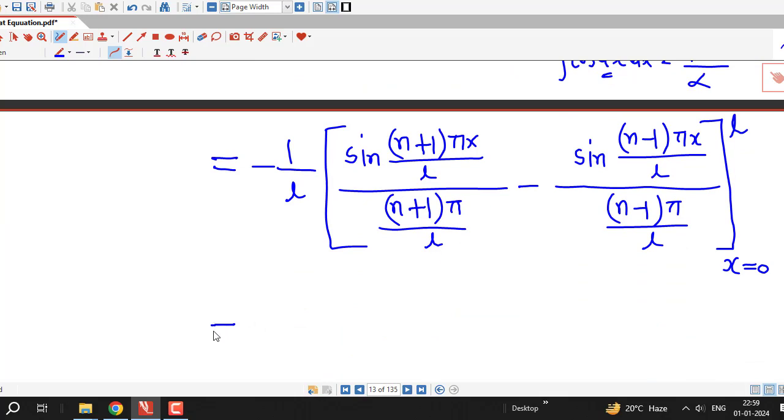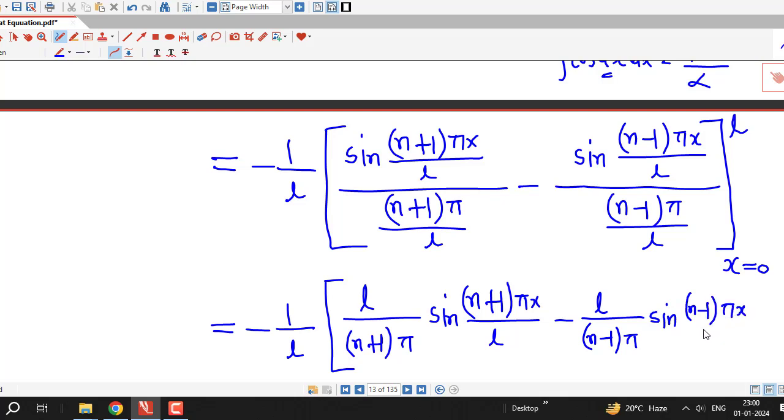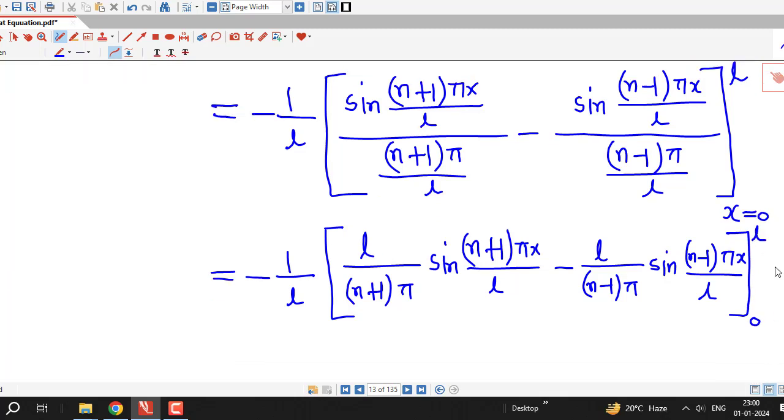And here we can take this in the numerator. So if I rewrite this, you can see I can write one more step: L divided by (n+1)π, and this is sine of (n+1)πx/L. Similarly, this is L divided by (n−1)π, sine of (n−1)πx/L. So far we have not taken the values of x. We have just rewritten all these things.